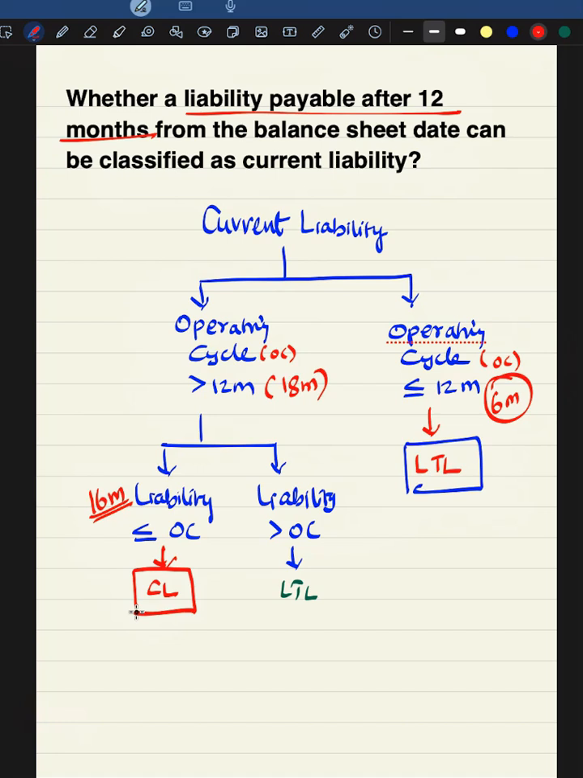Let us also take another scenario. Already we have mentioned the operating cycle is 18 months. But let's say the liability that is lying on the balance sheet date is payable after 12 months. Let's say it is payable on the 20th month. So this liability period is greater than the operating cycle period of 18 months. So this should be classified as long-term liability only.